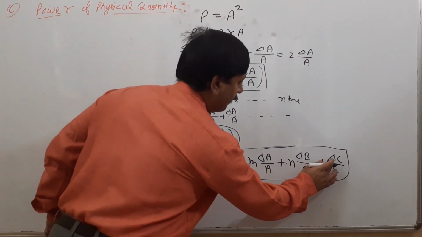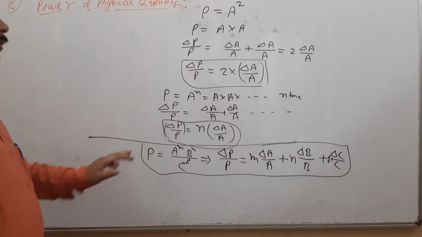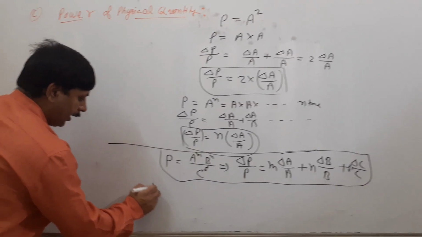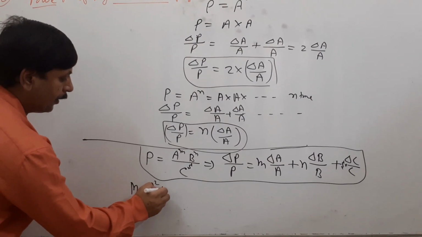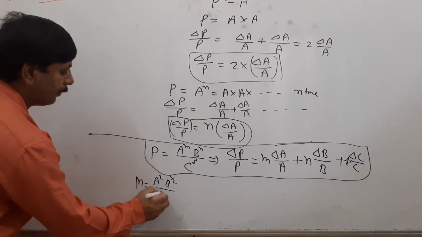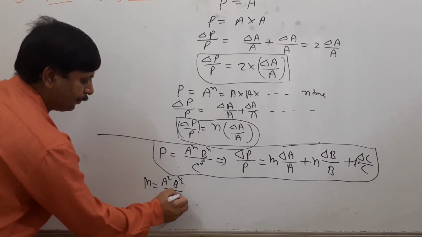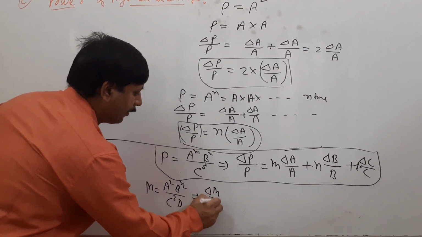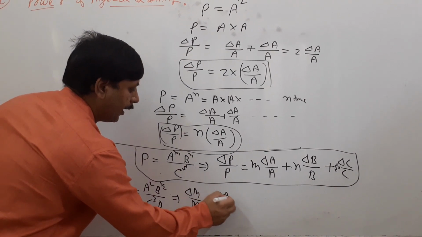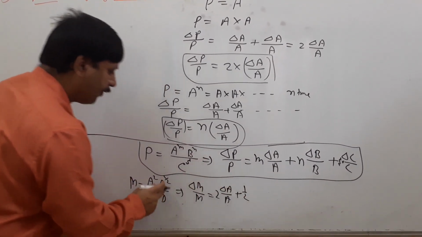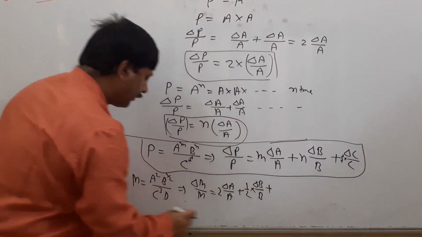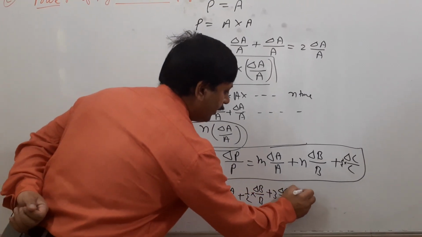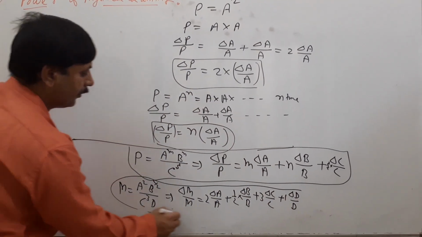It is very important that whatever powers there are, they will be in the form of a sum. So let me take an example. Suppose some physical quantity m is a power 2, b power half, c power 3, and d power 1, any physical quantity. So what will be the relative error? Del m upon m is equal to 2 into del a upon a, plus half into del b upon b, plus 3 into del c upon c, plus all in summation, 1 into del d upon d. So this will be it.